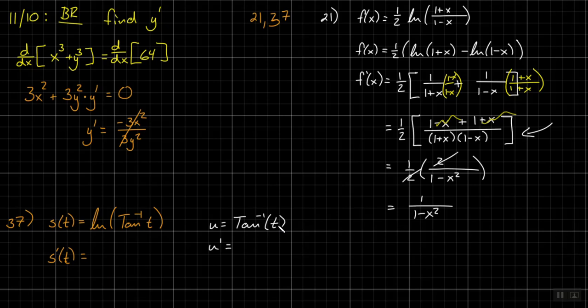What's u prime of this guy? And I know it's weird because we have a u and then there's another u that hides inside. It happens. What's the derivative of this argument? 1 over 1 plus t squared. Okay, so this is u prime, and now we need to take u prime over u, right? The natural log's derivative is u prime over u. So it's 1 over 1 plus t squared, that was u prime, over the arctangent of t.